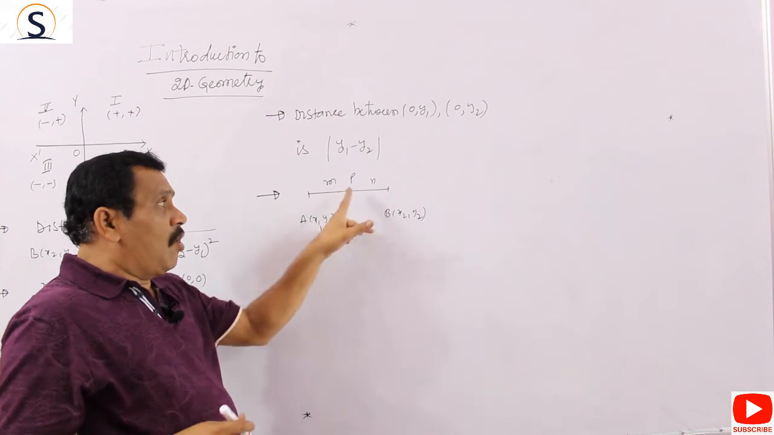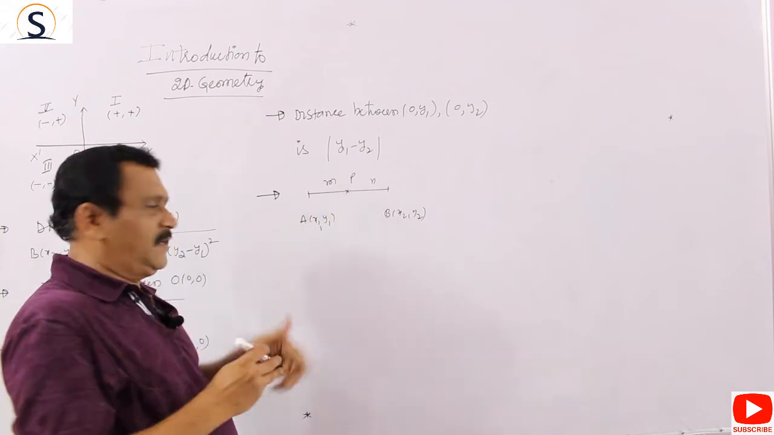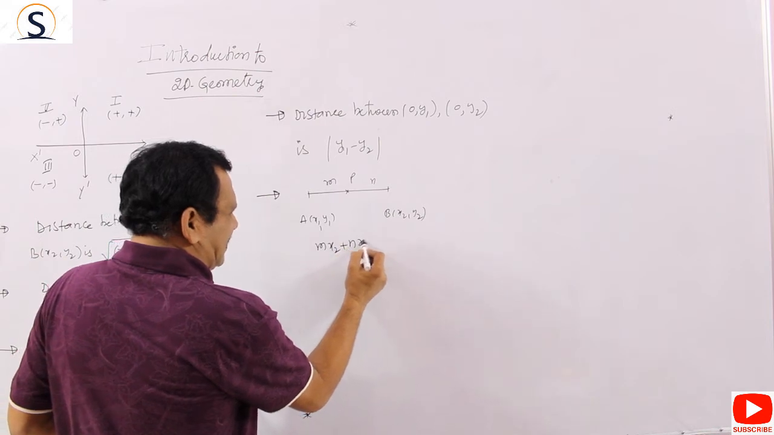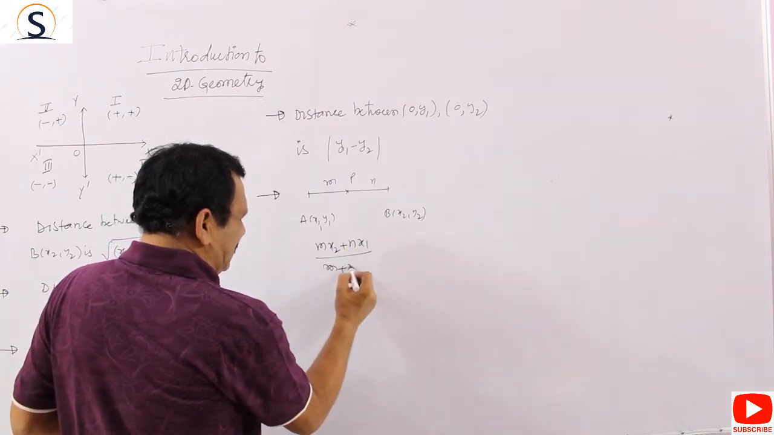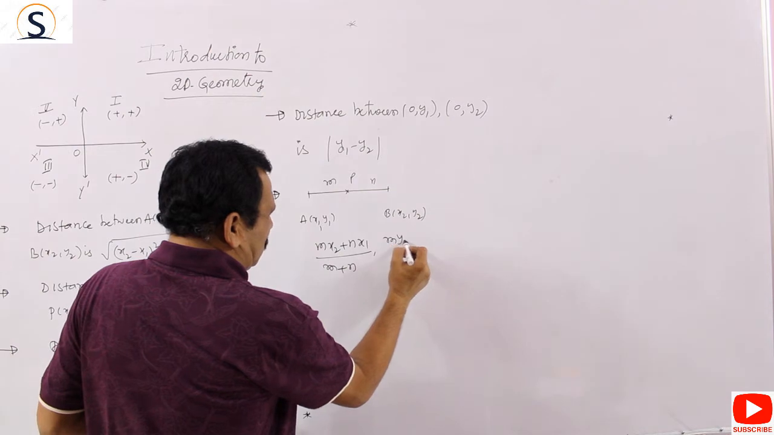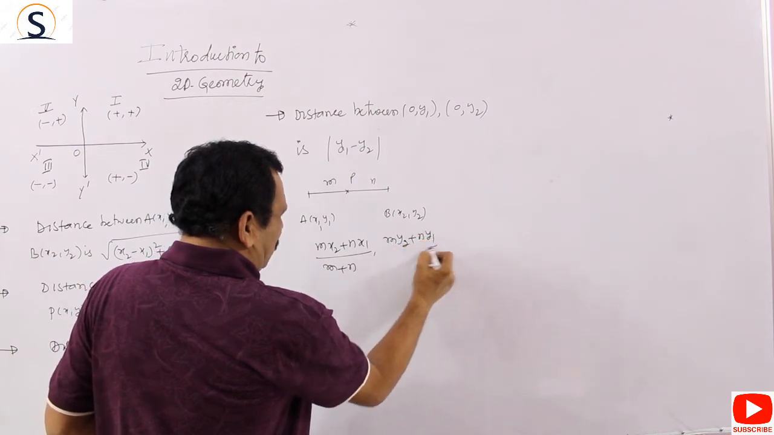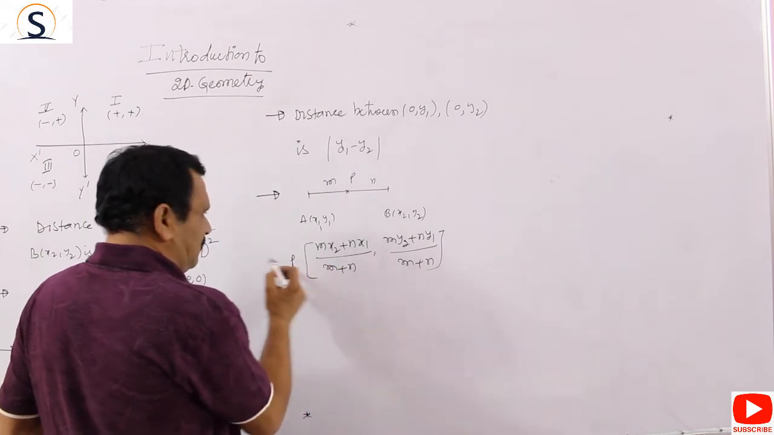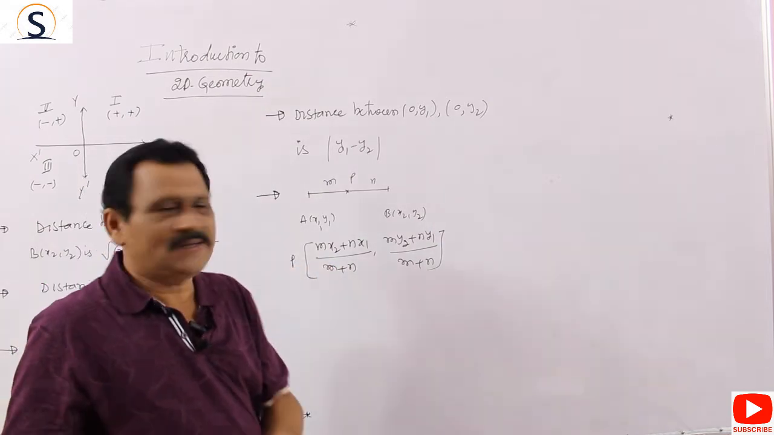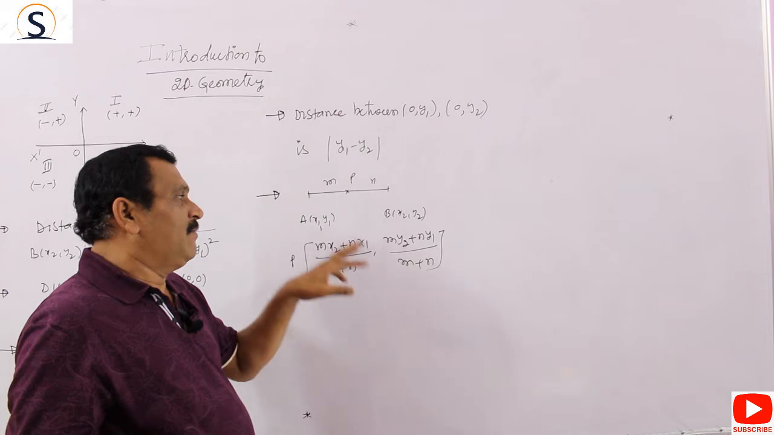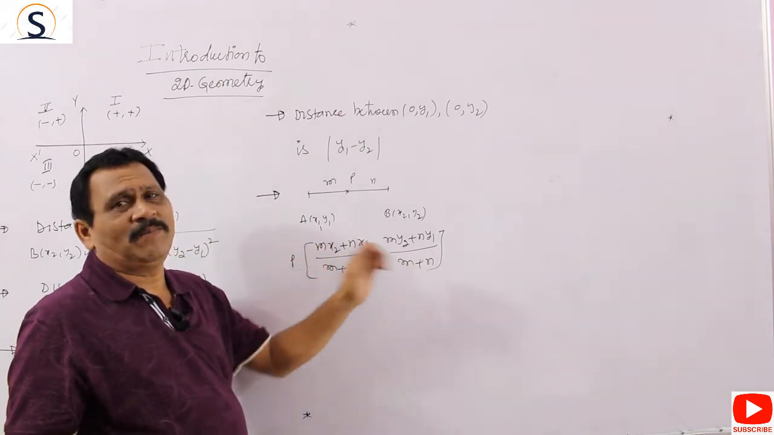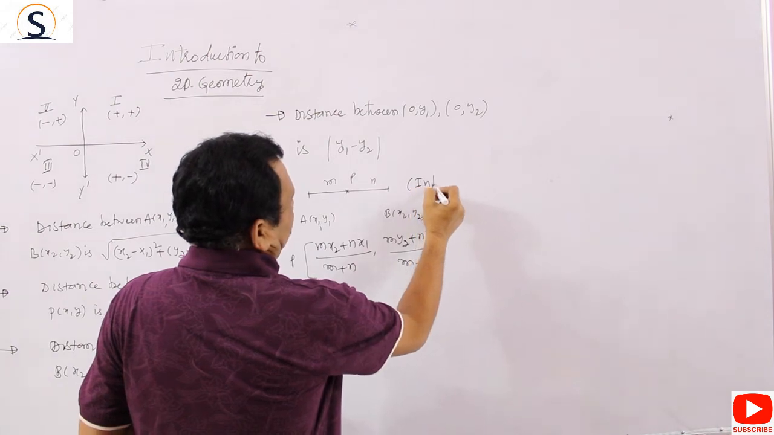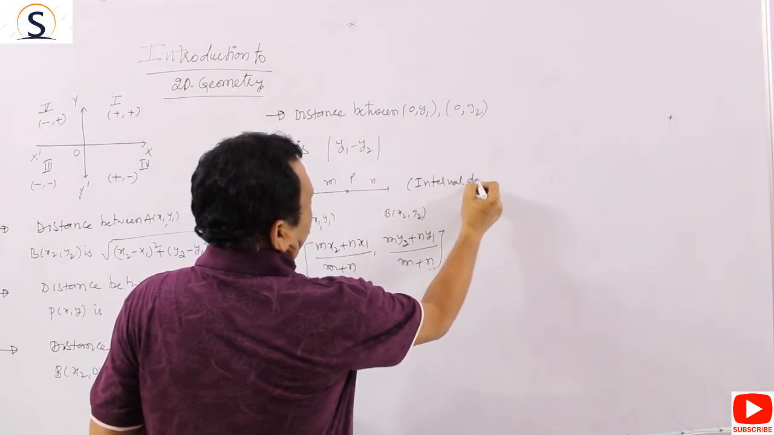Then the coordinates of the point P are (mx2 plus nx1) by (m plus n), (my2 plus ny1) by (m plus n). These are the coordinates of the point P. In internal division, you get the plus. This is internal division.